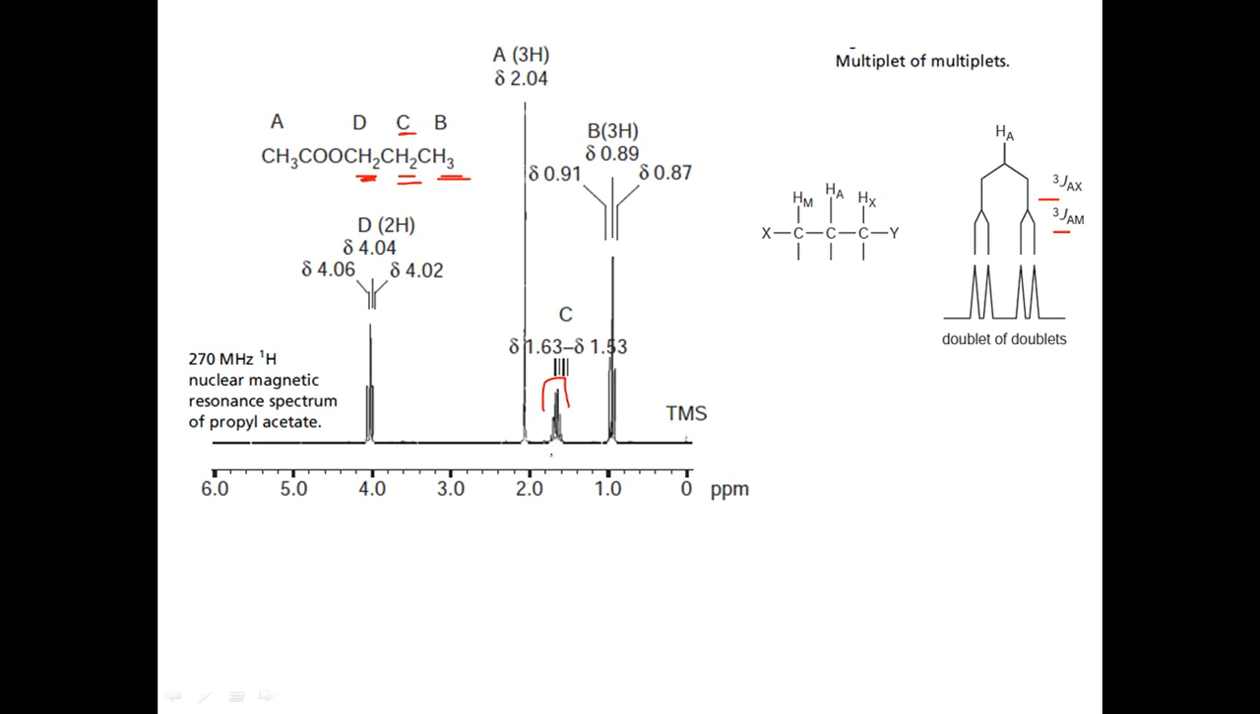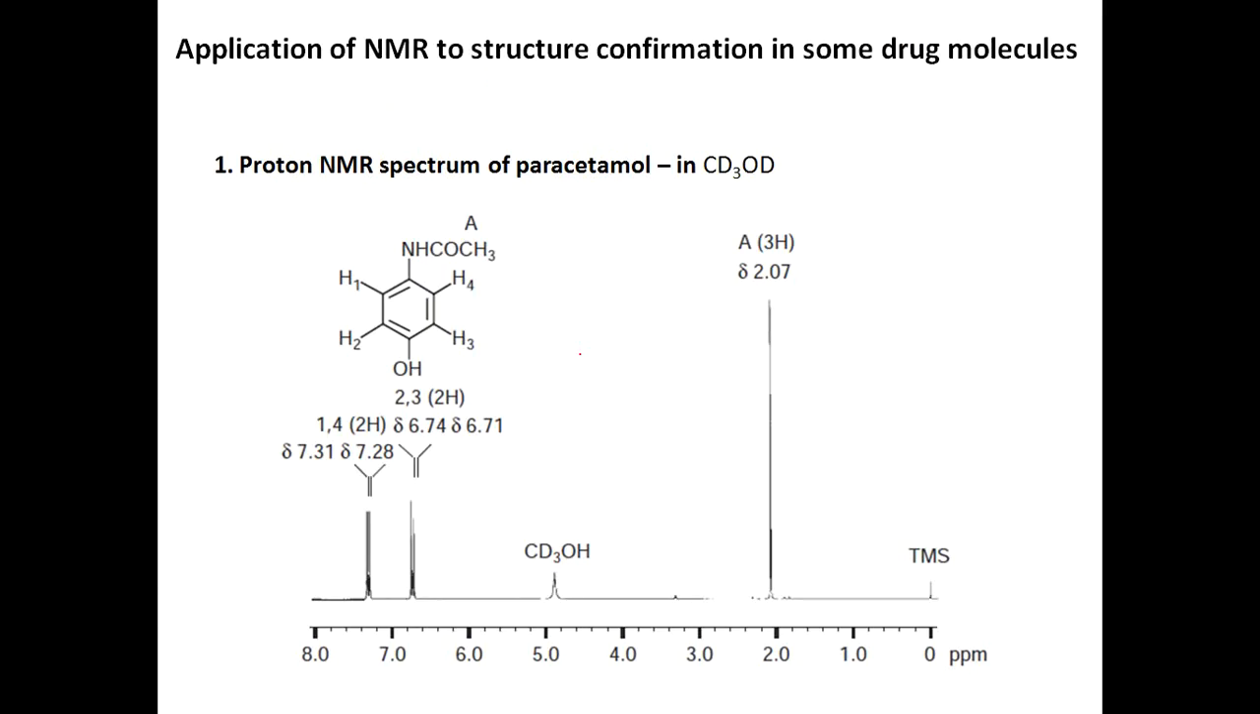So normally, with 5 neighboring protons, a total of 6 peaks, it should show 6 lines. How the lines appear depends upon how it is interacting with the neighboring protons in the system. So let's see some examples of drug molecules with respect to NMR spectra.